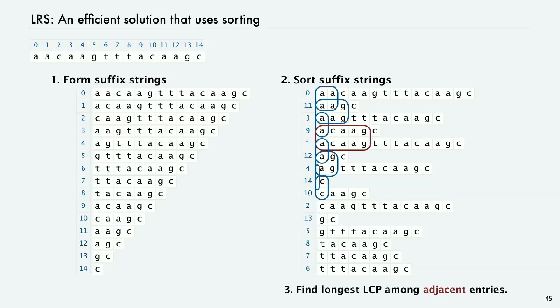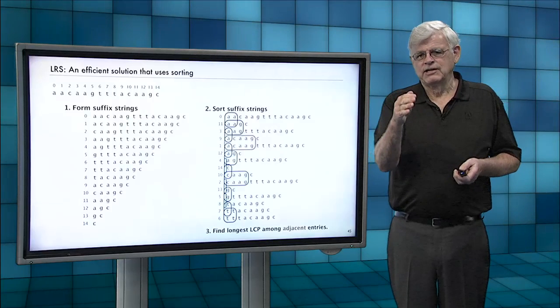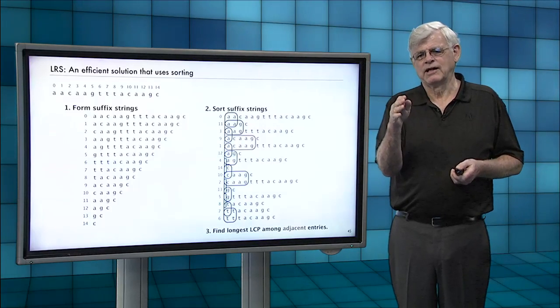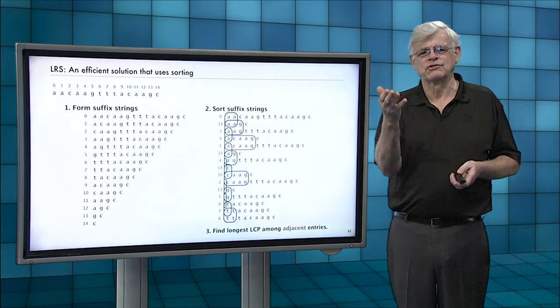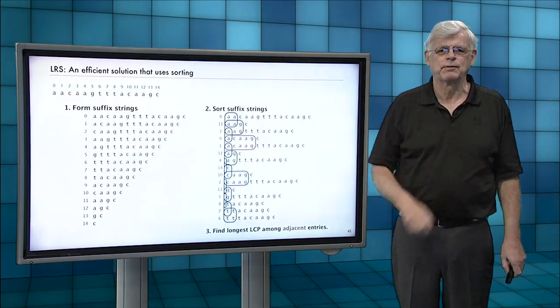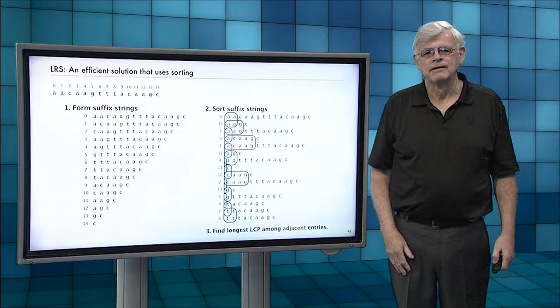We can try all pairs, but we're not going to see a longer one than that. We try adjacent entries, and we're not going to see a longer one than that. So the longest common prefix applied to the suffixes gives us a solution to the longest repeated substring problem.